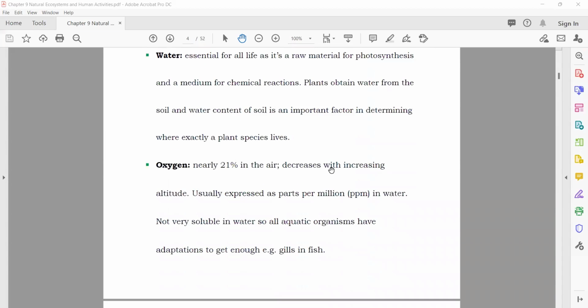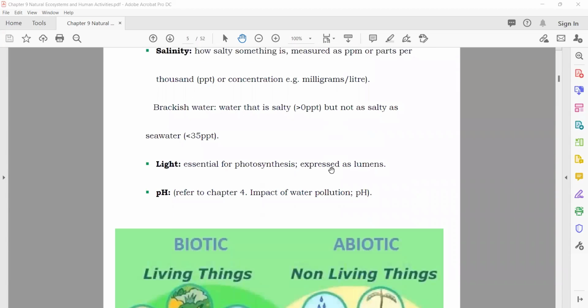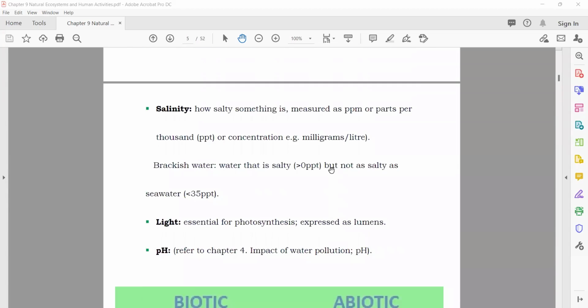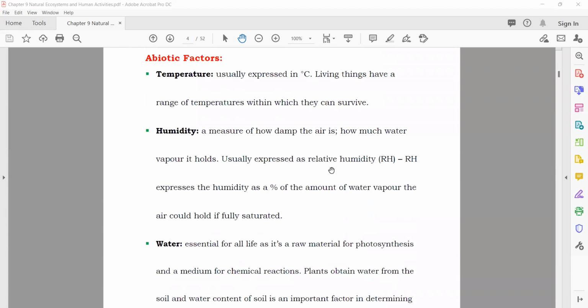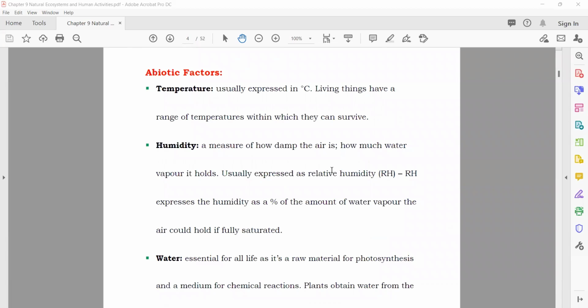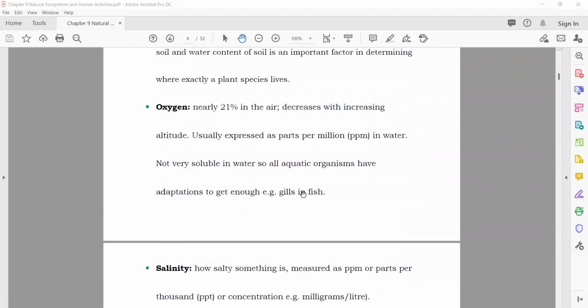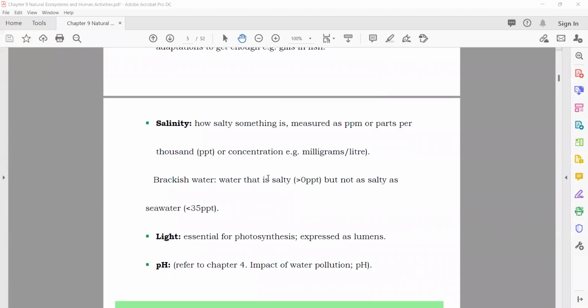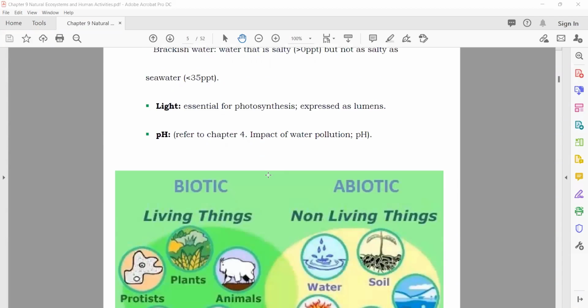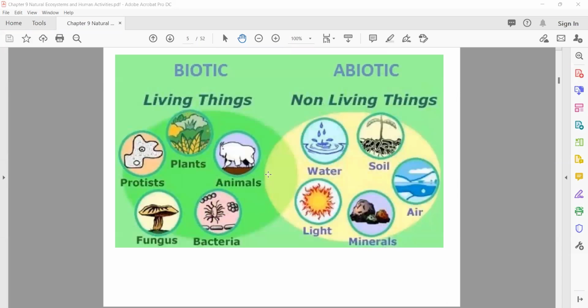humidity, water, oxygen, salinity, light, and pH. All these are also important, so they are known as the abiotic factors. Temperature, you know that the living things survive in different temperatures. Humidity level also, the amount of water vapor in the air. Then water is essential. Oxygen also. Salinity means the amount of salt in something. Then you have light, also an important factor. The pH of the soil, the pH of the lakes, the pH of the water, is also an important thing in an ecosystem.